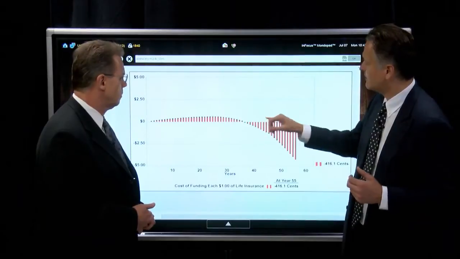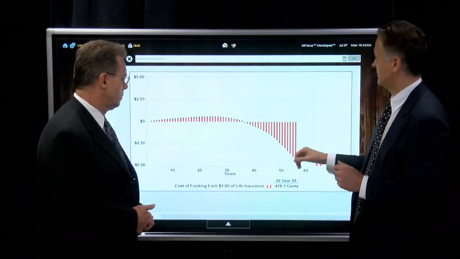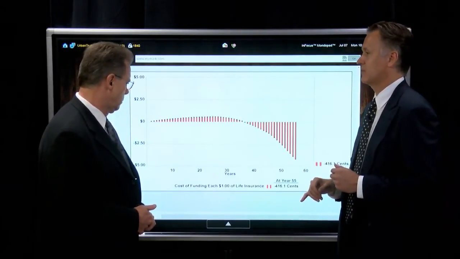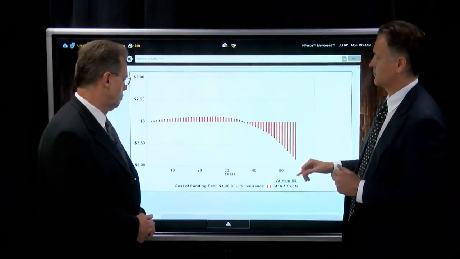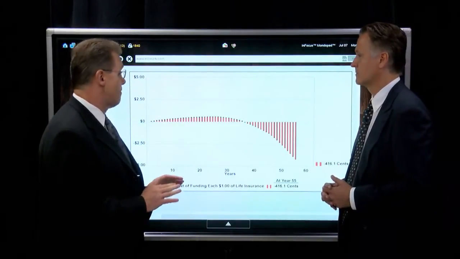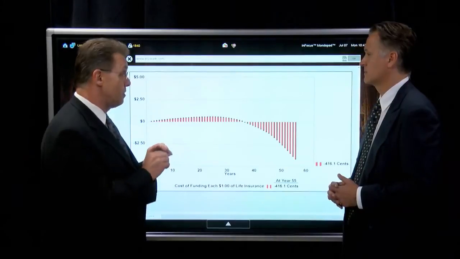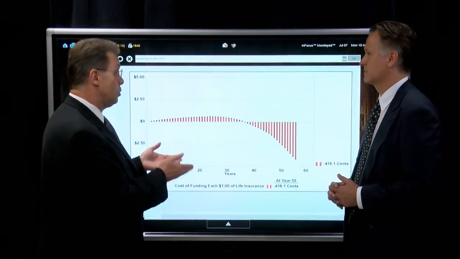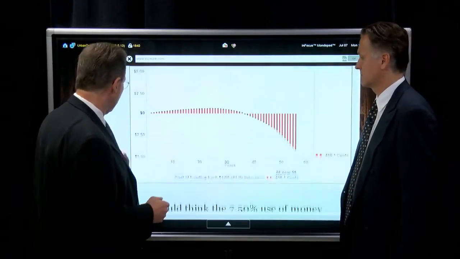Because again, even with the use of money assumption, the efficiency of taking out the loans from the policy drives the cost per dollar negative. To me, this is a really fair display of using the time value of money and comparing this to an index policy that uses participating policy loans.